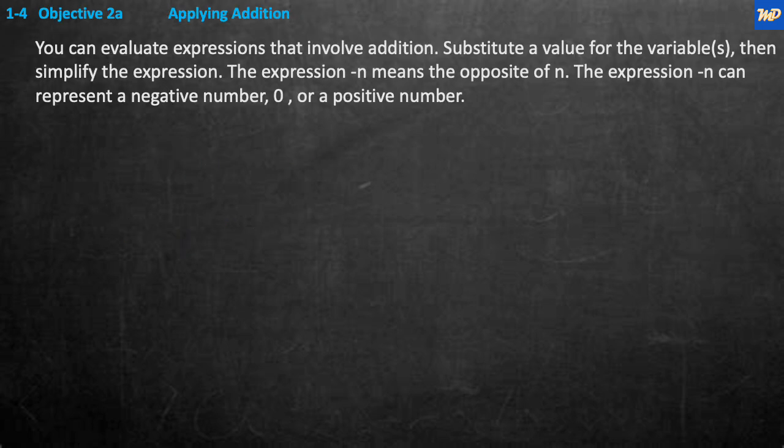Okay, so now we're moving on to objective 2, applying addition. You can evaluate expressions that involve addition. Substitute a value for the variable or variables, then simplify the expression. We've done that, simplifying expressions, in previous lessons or reviews. The expression negative n means the opposite of n. So whatever n is, negative n means the opposite of it. And remember that n doesn't imply a specific number. N could be any number, but they're just saying that negative n is the opposite of whatever that number is. The expression negative n can represent a negative number, a 0, or a positive number.